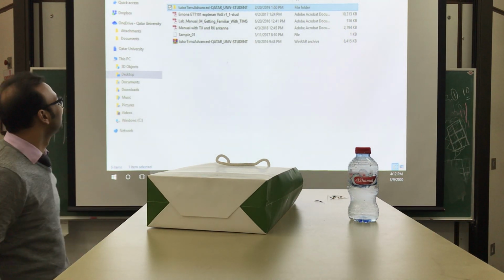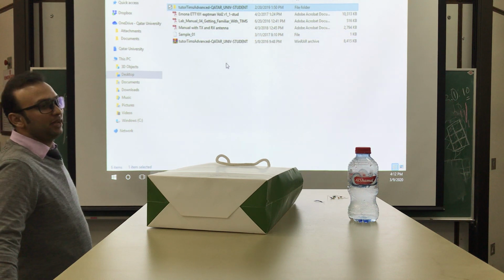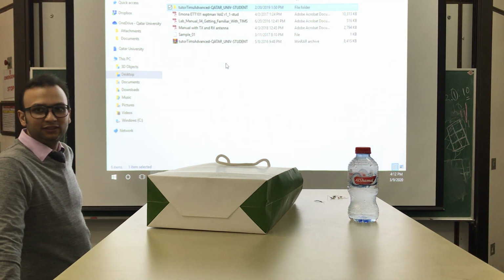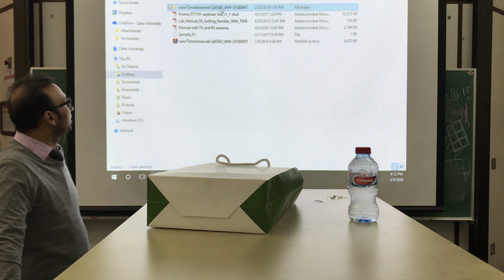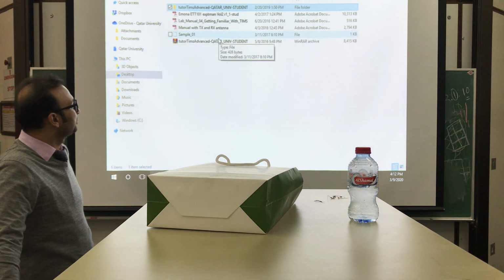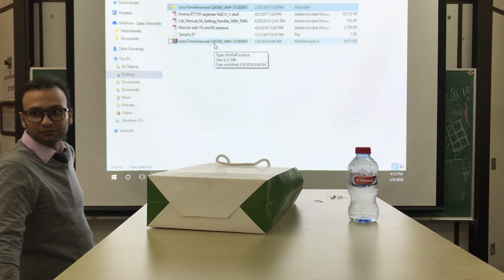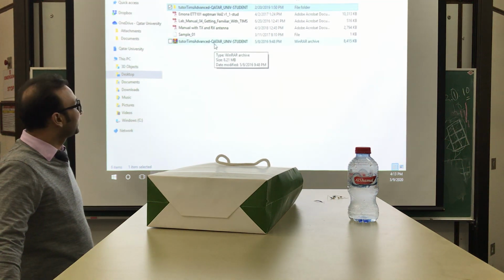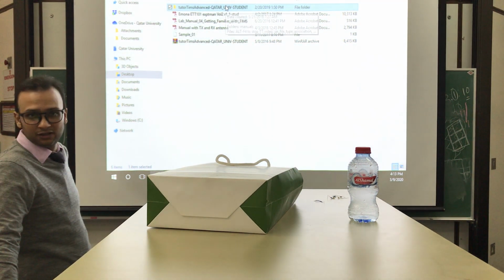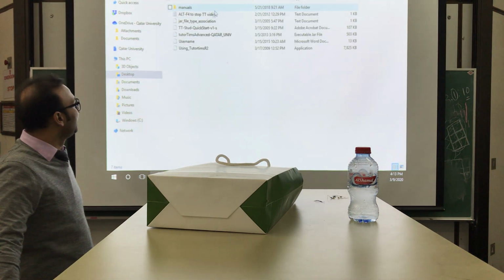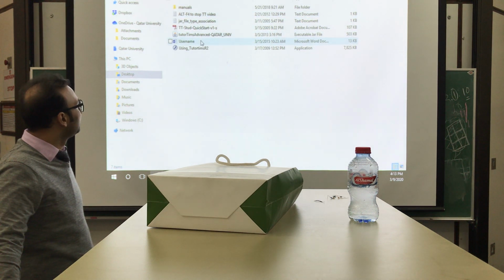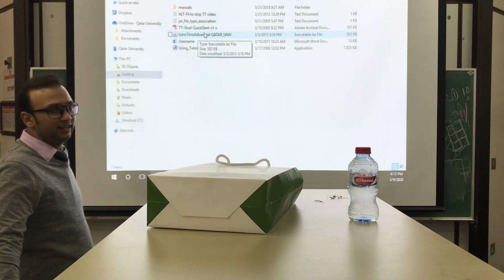Changes, huh? Okay, so we'll do FM modulation and demodulation. Okay, so definitely this is posted already. So this is what you will have, right? You will extract it and you will have this. Okay, double click on that and you will have a Java file like this.